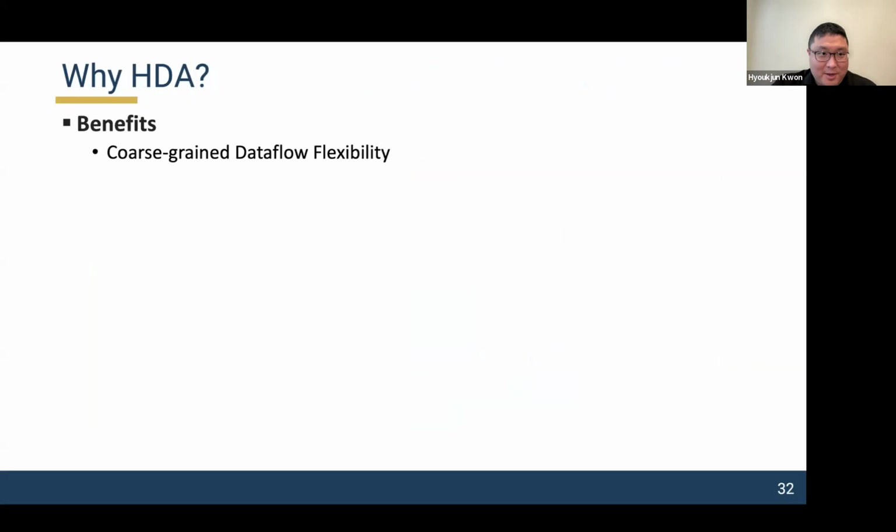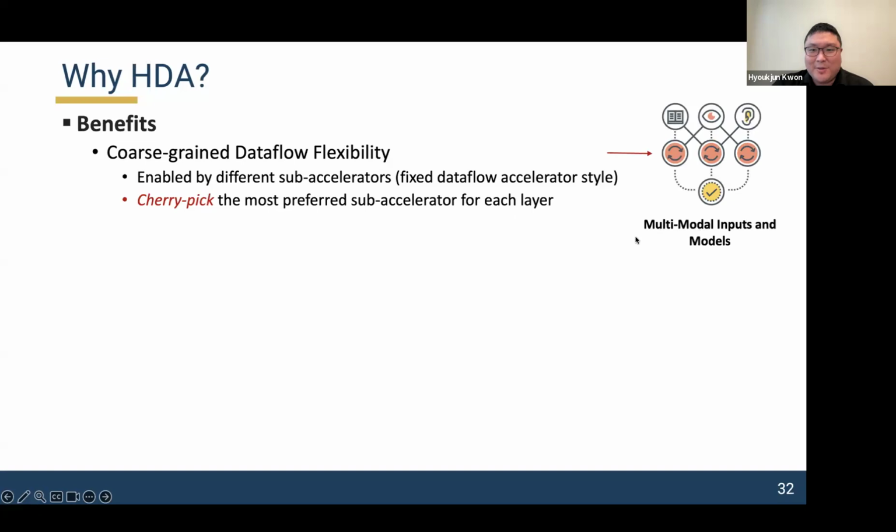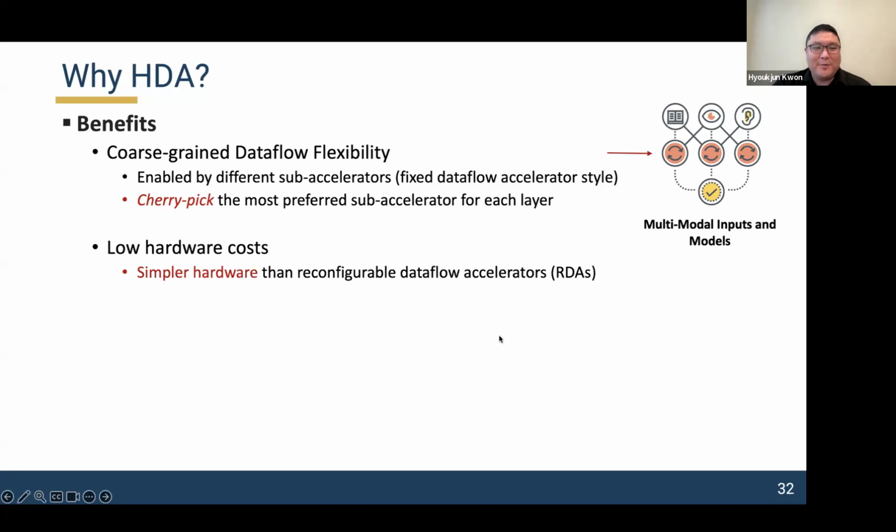Then let me discuss why HDA. So why heterogeneous data flow accelerator? The benefits, as I briefly discussed, it provides some flexibility in data flow. What does it mean by that? This is related to the point I mentioned when I discussed the heterogeneity of the workload. By having different styled accelerators, we can cherry pick the most preferred sub-accelerator for each layer. So this is a very good characteristic for the multi-model inputs and models, which is one of the characteristics of the MTMM workloads. And this has low hardware cost compared to the fully reconfigurable data flow accelerators because it has simpler hardware than the reconfigurable data flow accelerators.